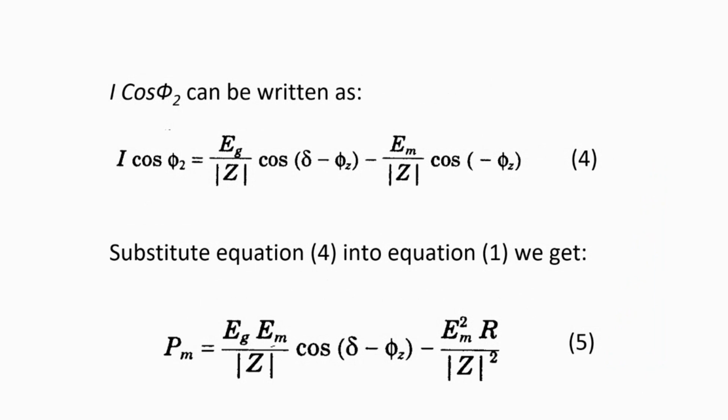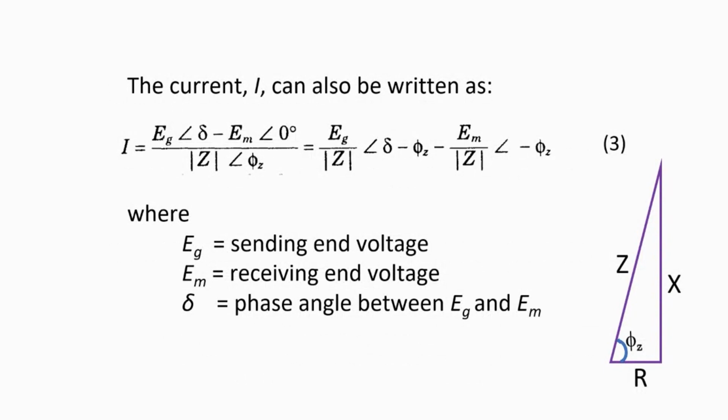Now we have Eg over the magnitude of Z cosine delta minus phi Z. Phi Z is the angle of the impedance of the transmission line, minus Eg Em over the magnitude of Z multiplied by cosine minus phi Z. Now phi Z, for the impedance of the transmission line, it's easy to see that it's related to this triangle.